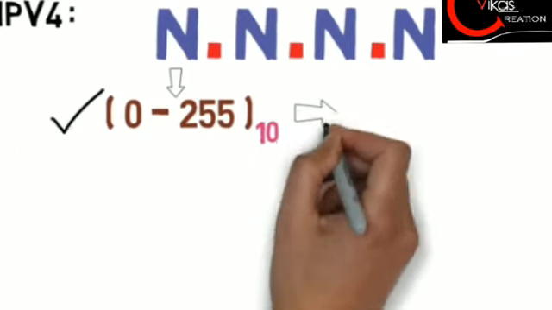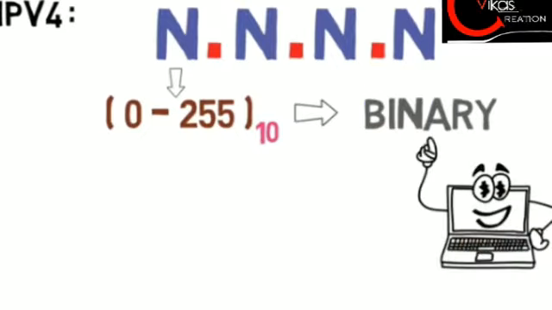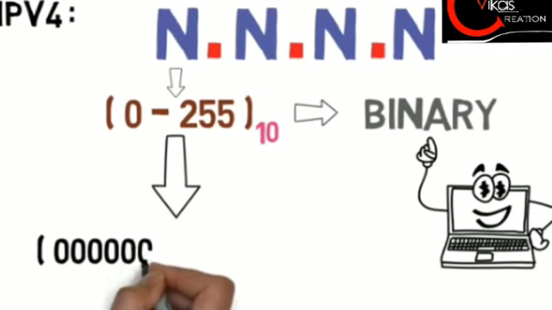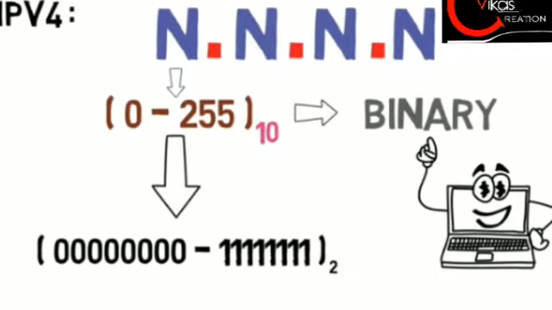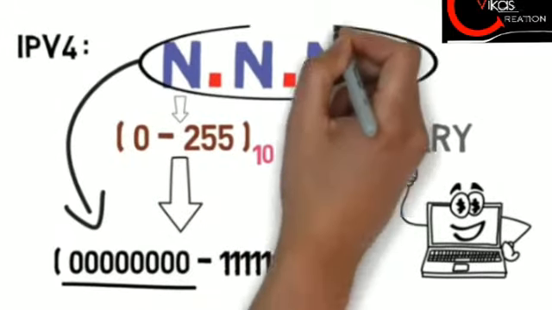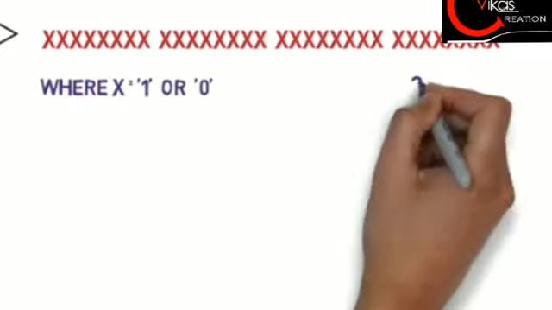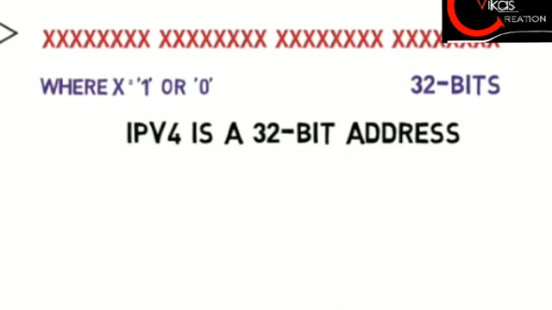But computers do not understand these decimal numbers. So these numbers are converted to binary form, which is computer understandable. Therefore, in binary, this range can be written as 00000000 to 11111111. Since each number is represented by a group of 8 binary digits, the whole IPv4 address is represented by a sequence of 32 ones and zeros, or simply, by a sequence of 32 bits. So IPv4 is a 32-bit address.